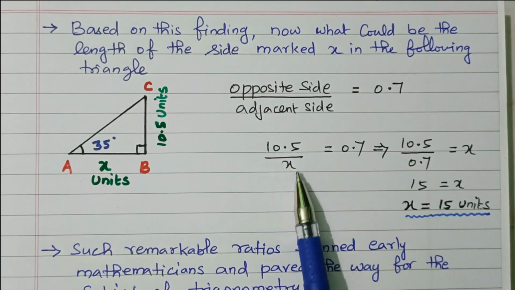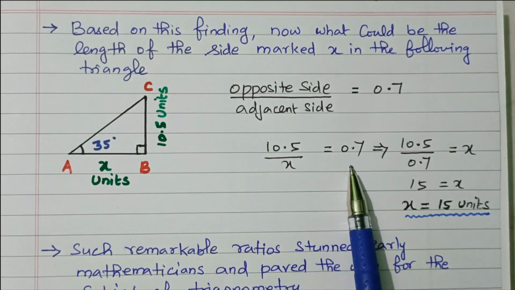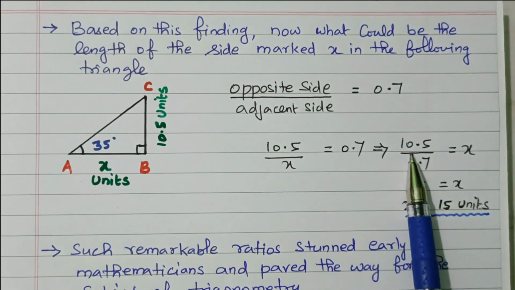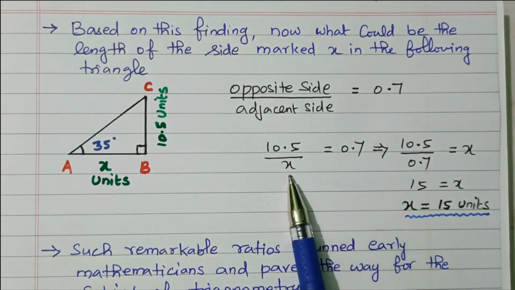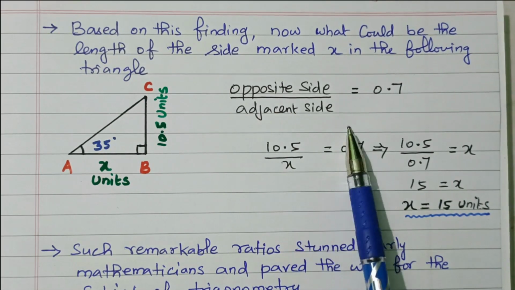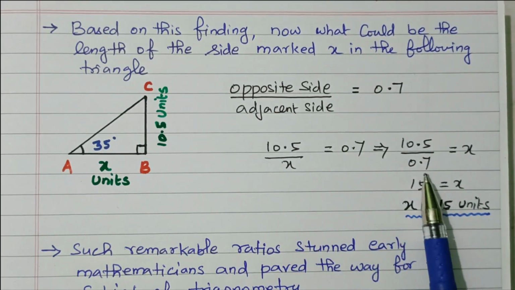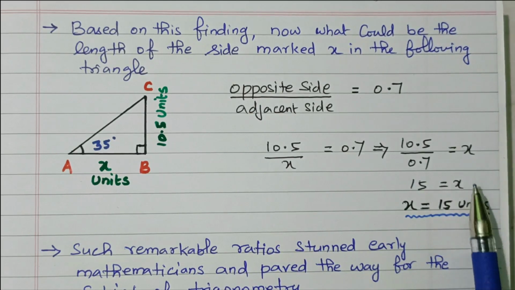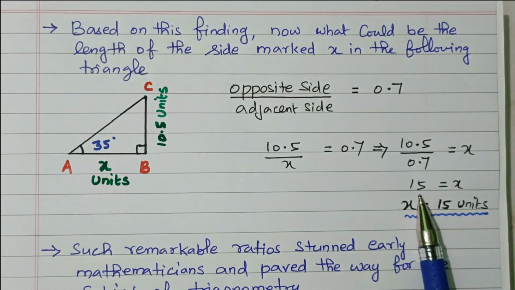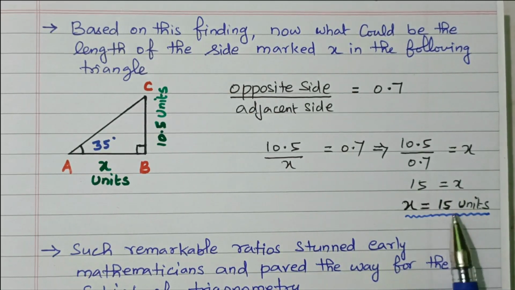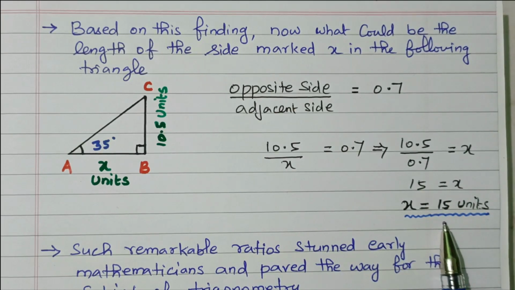So 10.5 divided by x equals 0.7. Bringing the 0.7 to the denominator and x to the numerator, 10.5 divided by 0.7 equals x. That is, 10.5 divided by 0.7 is 15, equal to x. So x equals 15 units.